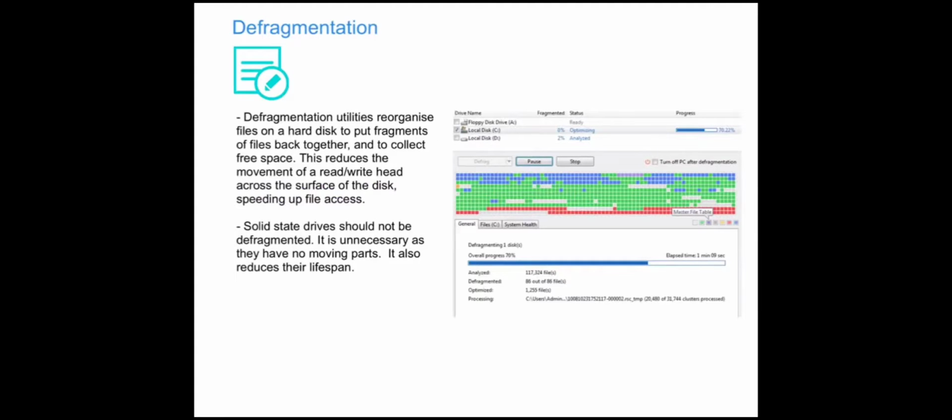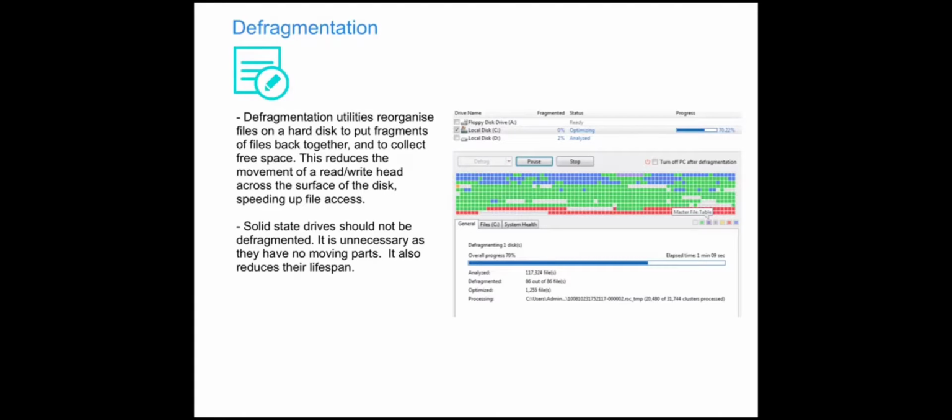Defragmentation utilities reorganize files on a hard disk to put the fragments of files back together and to collect free space. This reduces the movement of the read-write head across the surface of the disk, and that speeds up access to files. Solid-state drives should not be defragmented. It's unnecessary because they've got no moving parts. They can access files quickly already. It also reduces their lifespan due to the way those devices actually work.